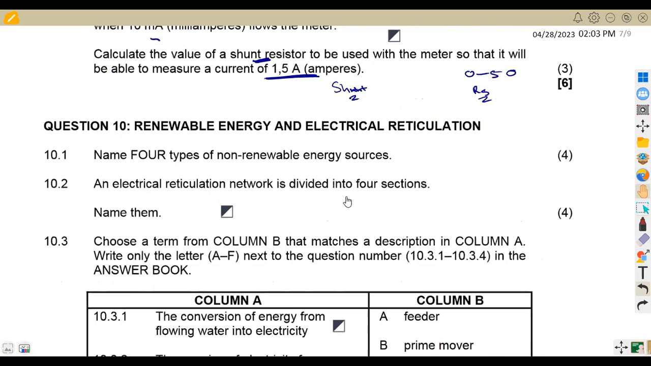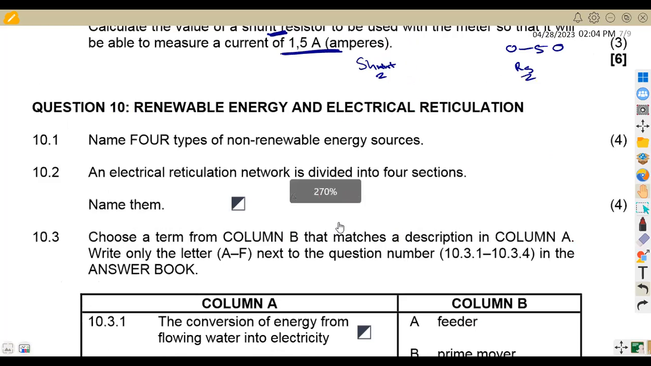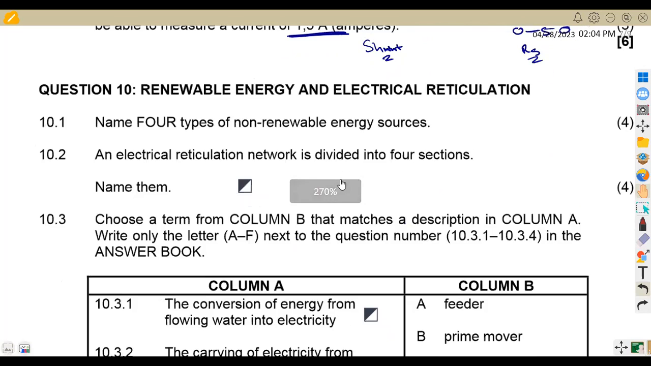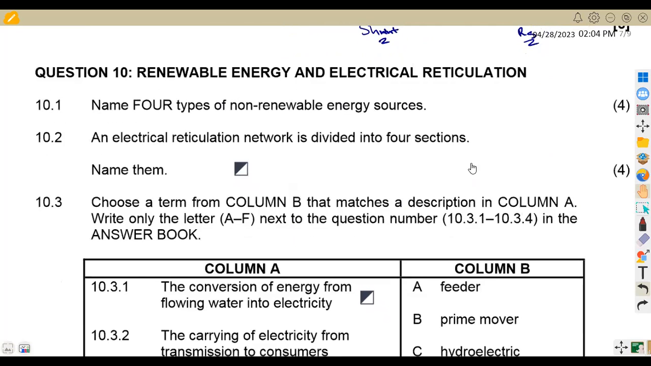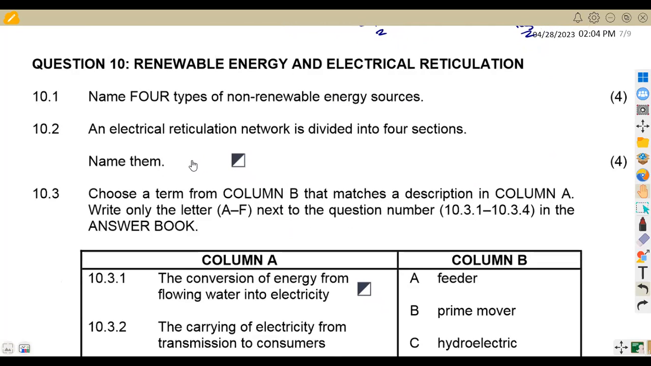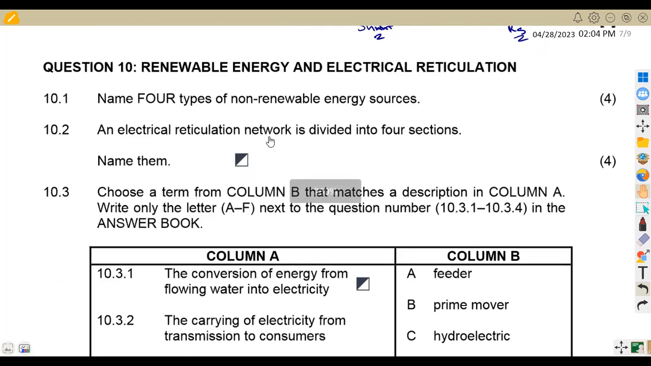All right. So that was it, guys, on question number 10, which is on renewable energy and electrical reticulation. In other papers, you are given these parts separately, renewable energy separately, electrical reticulation separately. All right. On 10.1, we are asked to name 4 types of non-renewable energy sources. Non-renewable, the energy that we can't renew. What are the sources?